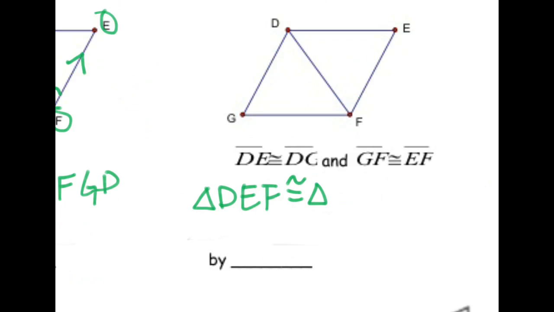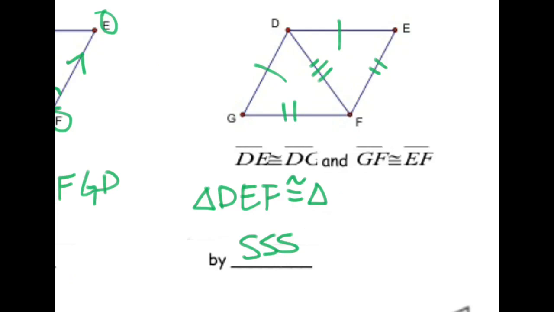And finally, last problem, number 1. DE is congruent to DG, so that's weird. They're not opposite sides this time, but that's okay, because I also know that GF is congruent to EF, which is pretty neat. And finally, again, a shared side there. So I do have a side, side, side congruence right there.